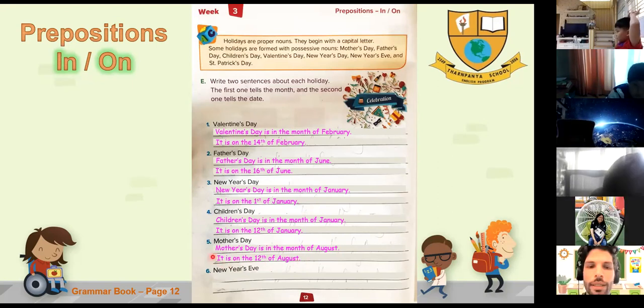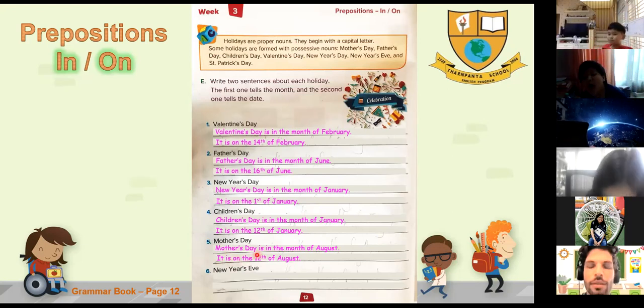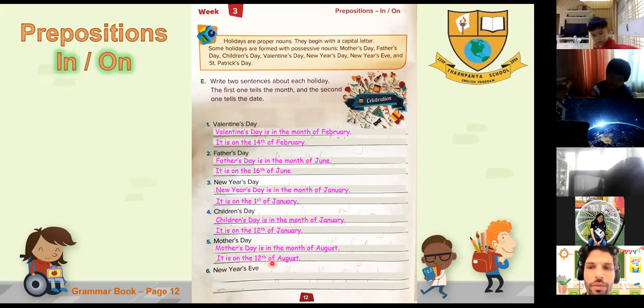So again, here we use the pronoun it to replace the name of the holiday. It is on. We use the preposition on before the date. Yes, it's on the 12th of August.